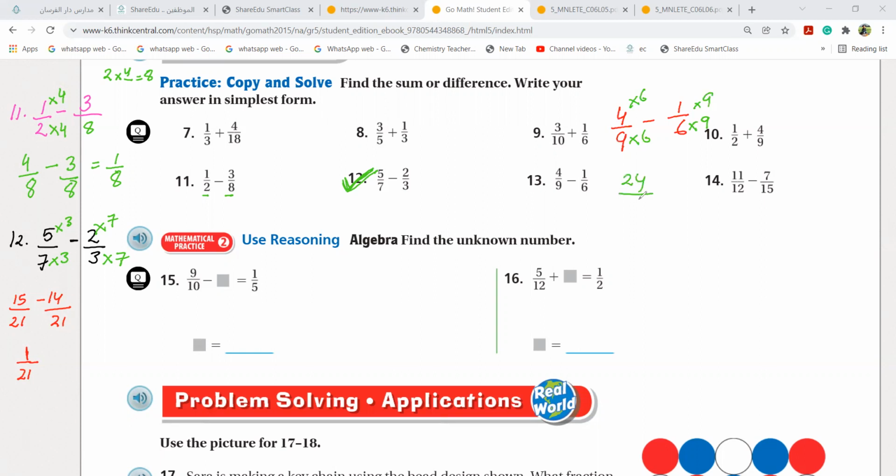So you have 24/36. Sorry, not 36. It is 54. One minute, girls. 24/54 minus 9/54. So you have 15/54. This is your answer. Girls, question number 14, put a cross mark.